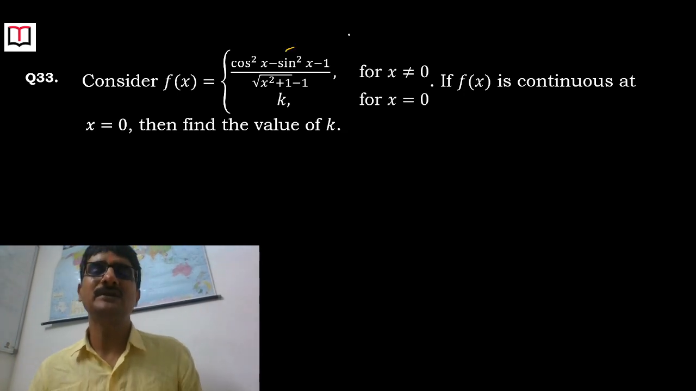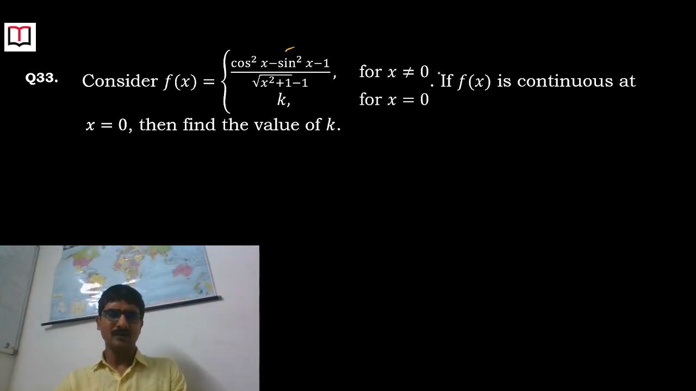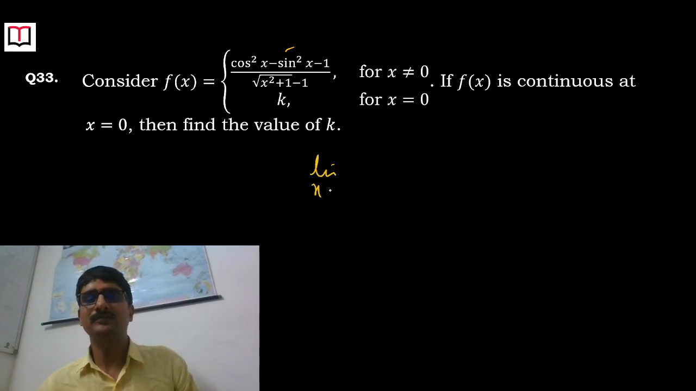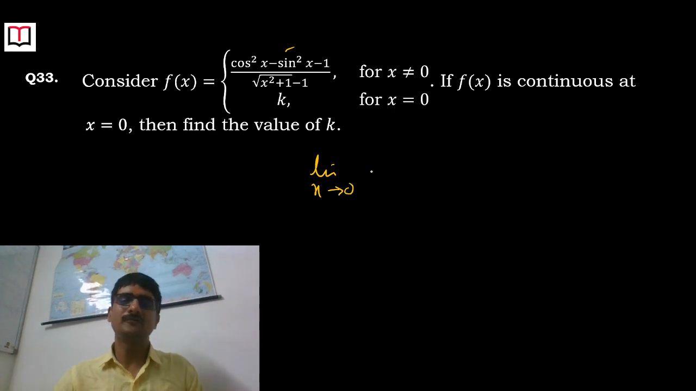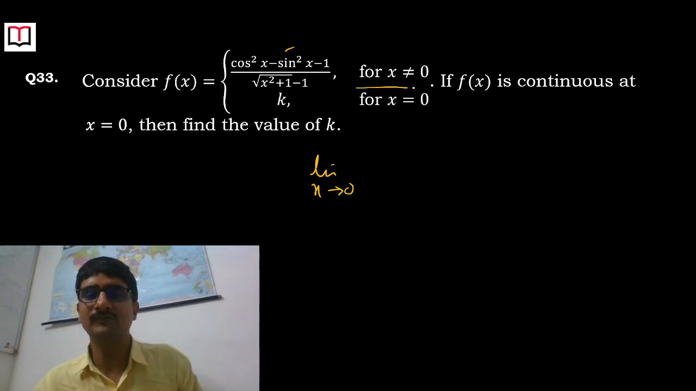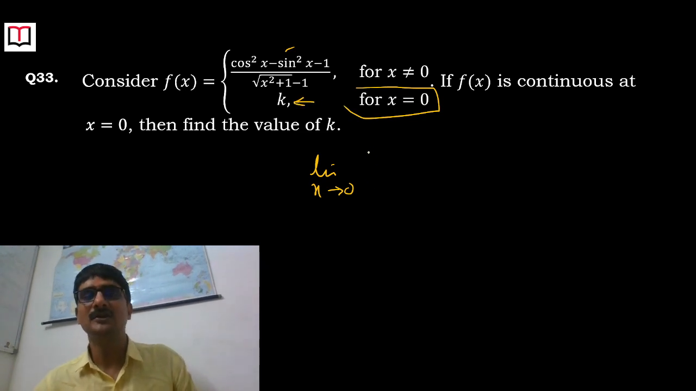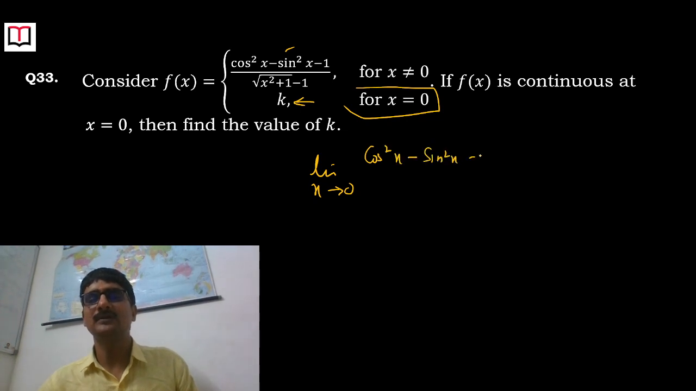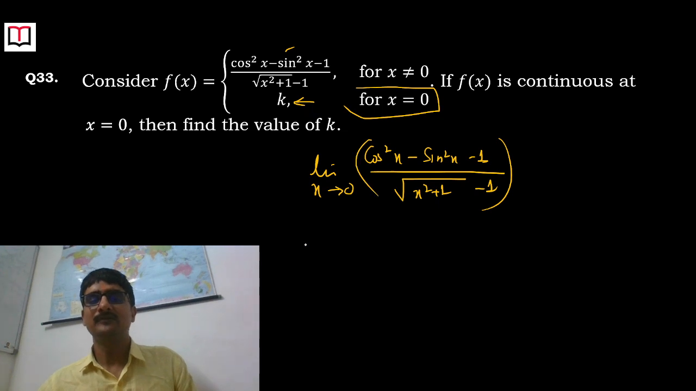Continuity. See, you have to just find the limit here. Is it going to be a big deal? I don't think so. Limit as x approaches 0, because for a continuous function, the value of the function at 0, which is given to be k, should be equal to its limiting value at 0. Okay, so to evaluate it, cos square x minus sine square x minus 1 upon under root of x square plus 1 minus 1.